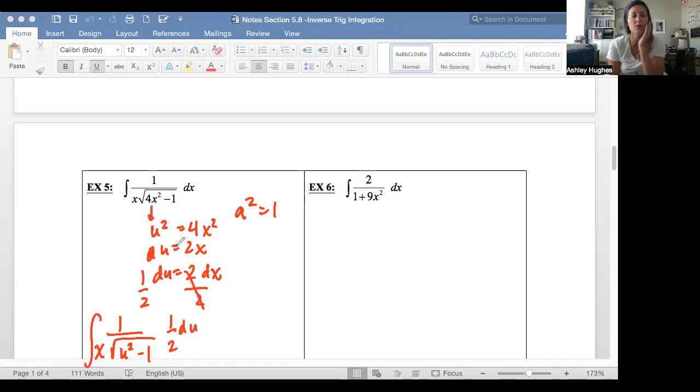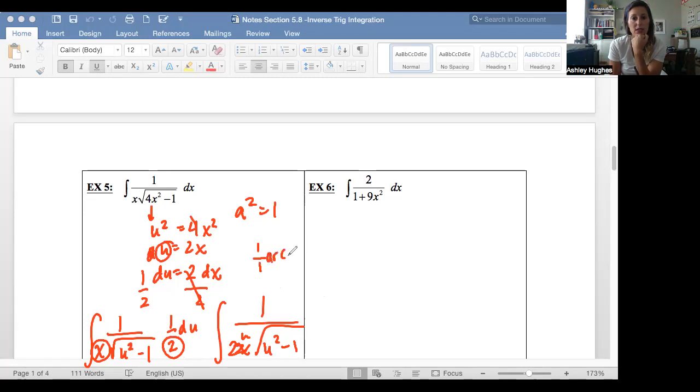Okay, and so here's the thing though, I want this to have a 2x in order for it to be the formula that needs to be u here. And it works out that it is u because I have this 1/2 and I have this x. So I really have 1 over 2x u squared minus 1. And that 2x is actually my u. So it works out that this is the formula. And so the answer is 1 over a arcsecant u over a plus c.